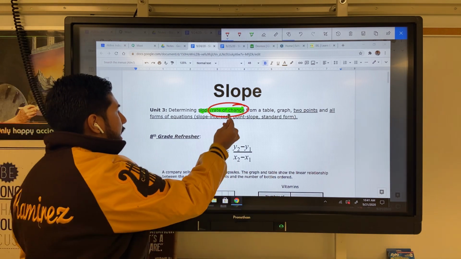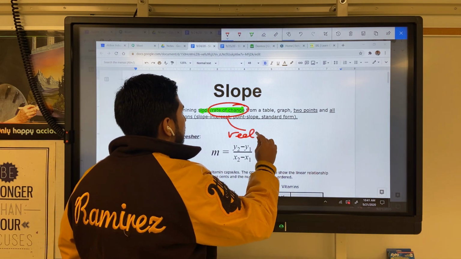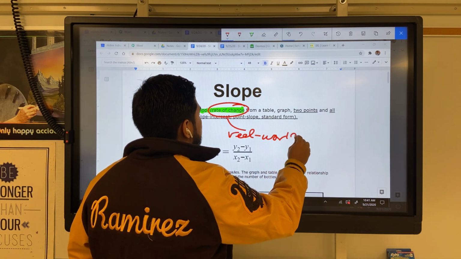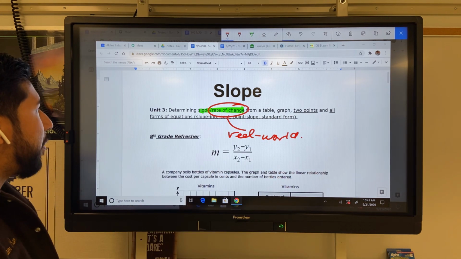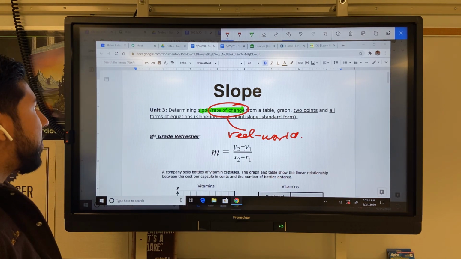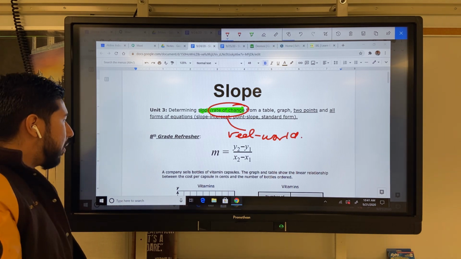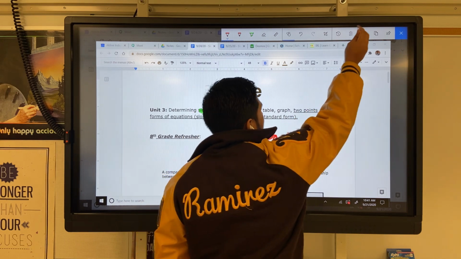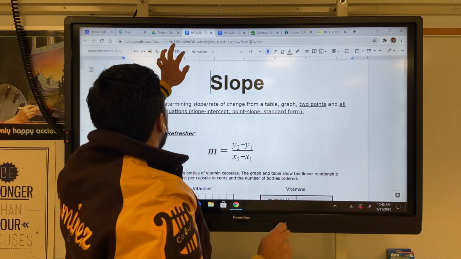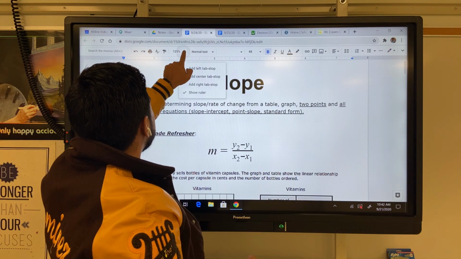The difference is rate of change is for real world situations. Remember, these notes are attached to Schoology, so if you have a printer and would like to follow along to make sure you know what I'm doing, please do so. Eighth grade refresher. Guess what, ladies and gentlemen? We're bringing back eighth grade just to make sure we know what is going down.